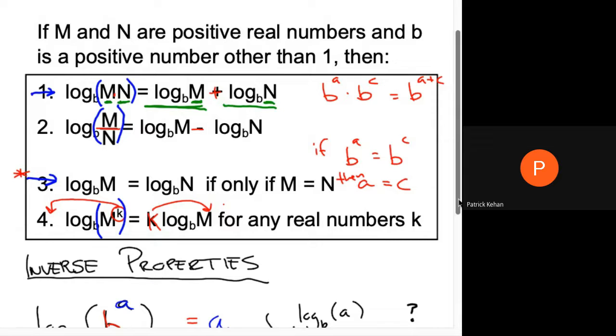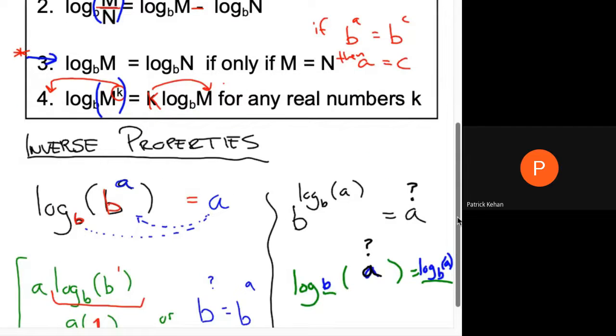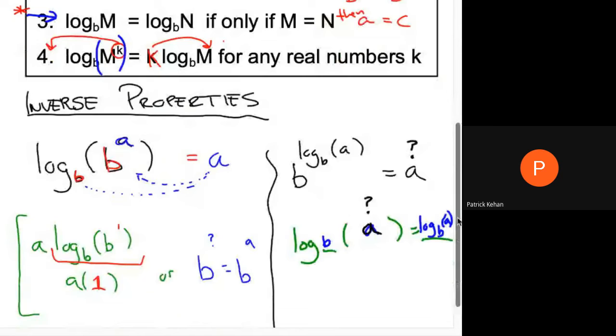Okay, so those are 4 properties, and then we have these inverse properties we're going to talk about quickly. On the left, what you want to focus on is that this logarithm is log base b of b to the a. I introduced this already. Anytime the base of the logarithm is identical to the base in the argument, this log simplifies directly to the exponent a. So that's one inverse property.